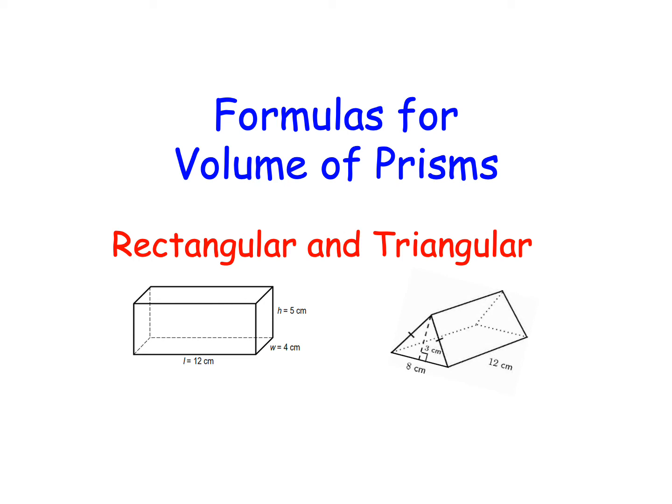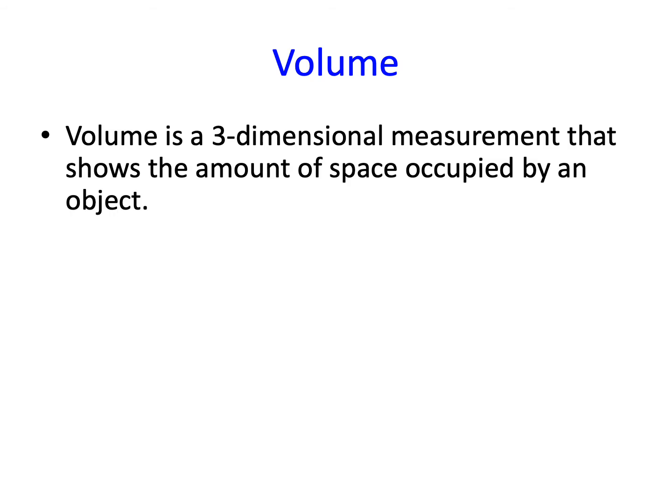Today's lesson is on the formulas for the volume of prisms. The two prisms that we will be looking at are the rectangular prism and the triangular prism. Volume is a three-dimensional measurement that shows the amount of space occupied by an object.